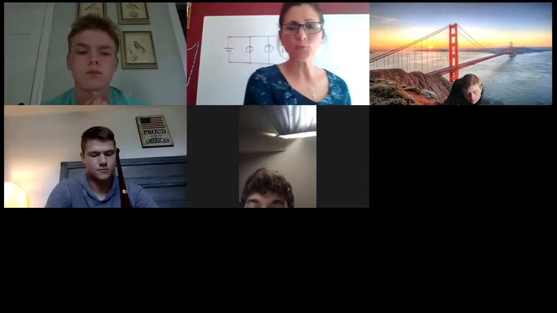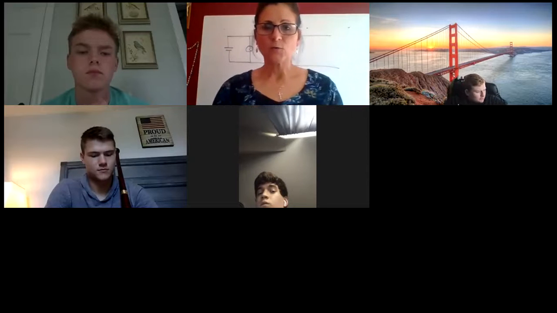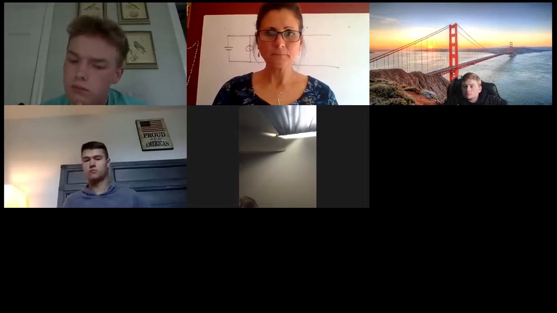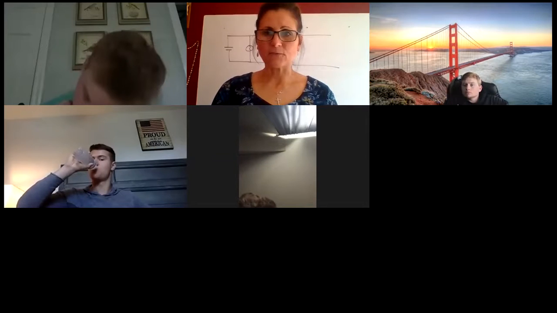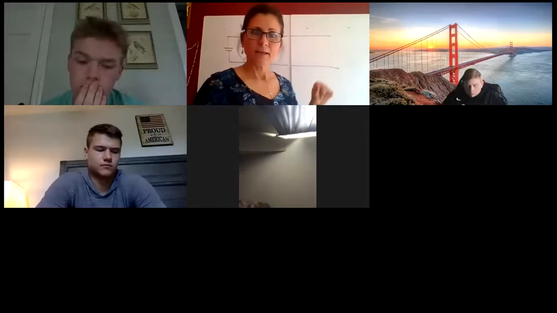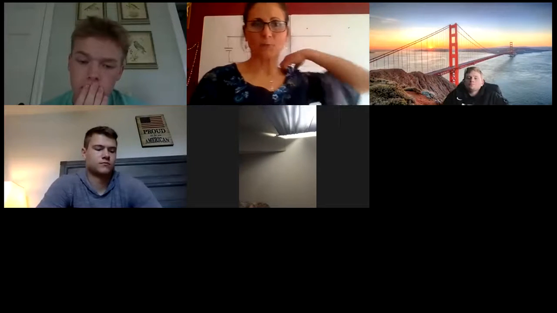So what do electrical plans look like? What you will find on Blackbaud is something blank like this. It is a blank floor plan, okay? It looks like this. It's a square. So no matter whether you are using a shoe box or a regular box, you just have this square. Okay, so I'm going to try to mimic that square up here. And I'm going to show you how to draw an electrical plan.